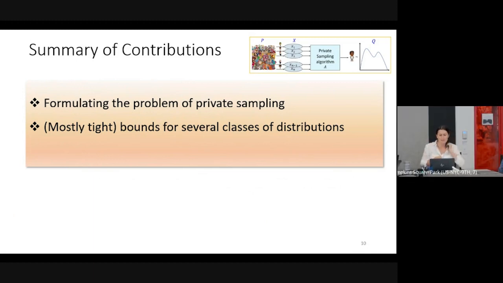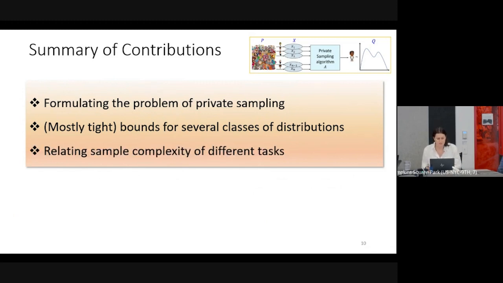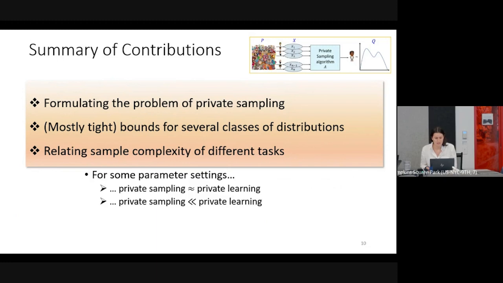So we study the sample complexity of this problem, meaning how many input samples you need to generate a single output sample. And we study this for several classes of distributions and give tight bounds on those. And then we relate the sample complexity to the complexity of private learning and non-private learning. So interestingly, what we find is that for some parameter settings, the complexity of private sampling is just as hard as the complexity of private learning, while in other settings, private sampling is actually much easier than private learning.